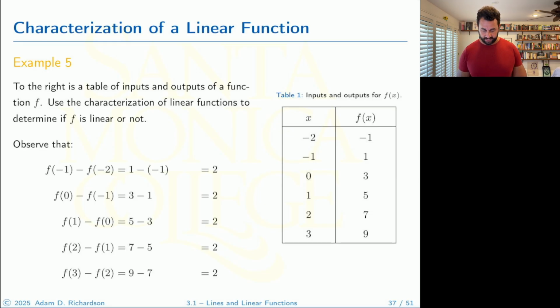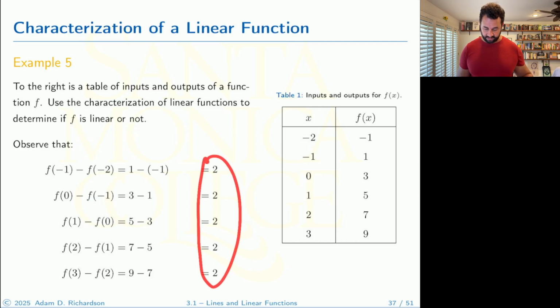Here we go. So f of negative 1 minus f of negative 2, right? Unit consecutive is 1 minus negative 1. So I'm doing 1 minus negative 1, and I got 2. Now I'm going to do the same thing here. 3 minus 1 is 2. Okay, good sign. 5 minus 3 is 2. Okay, same number. 7 minus 5 is 2. 9 minus 7 is 2. We're getting the same number every single time.